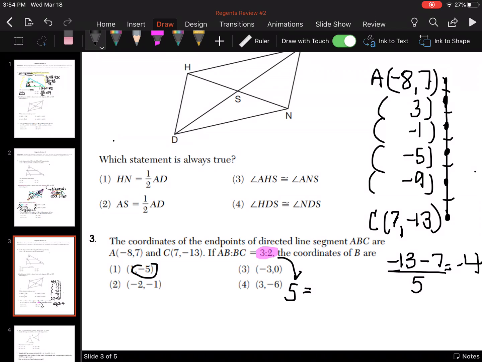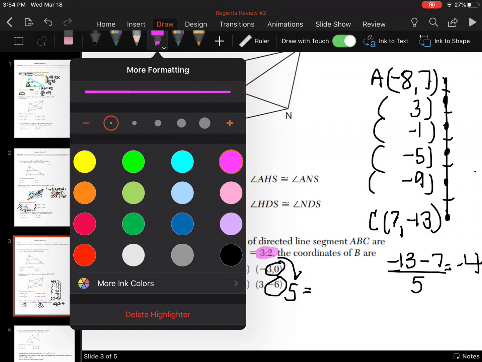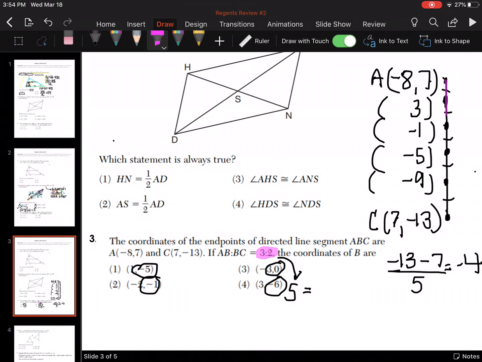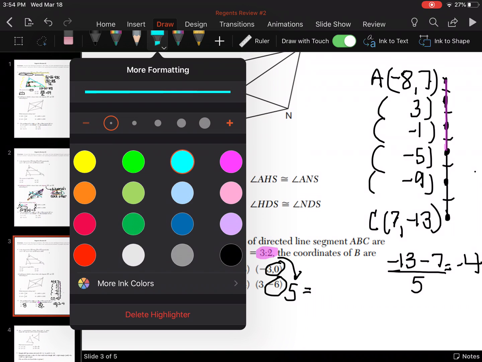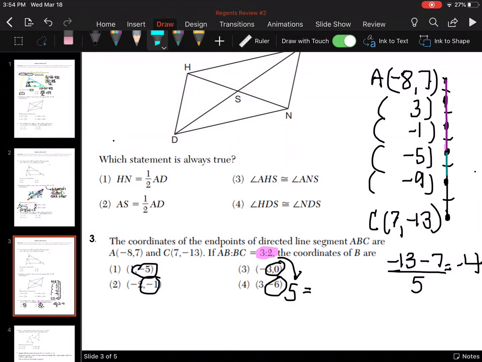Being that all of these are different y values, we could actually get an answer already. We can split it into a ratio of 3 to 2. So 1 section, 2 sections, 3 sections. And then 1 section, 2 sections. So where the highlighter changes color, the point that it goes to would have a negative 5 in the y value. So that would mean it would be choice 1.